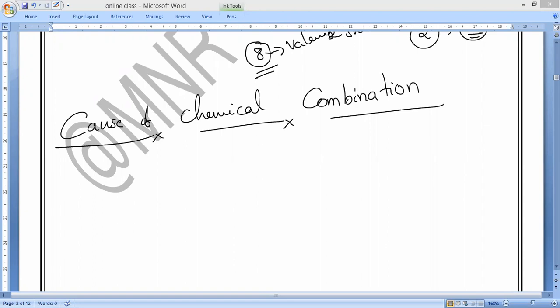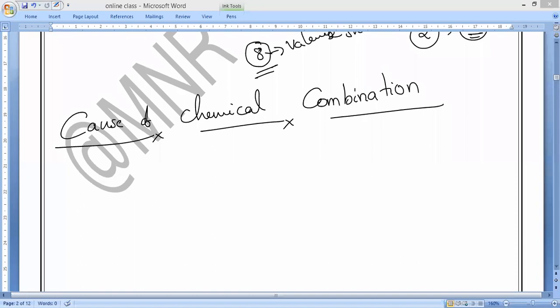Valency shell is also known as the outermost shell. Each atom gets 8 electrons in its outermost shell, or 2 electrons in the outermost K shell. You understand? 2 electrons in the outermost K shell. Is it okay?